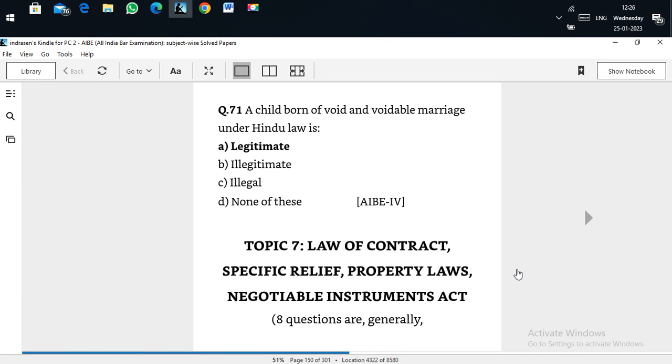Friends, today we'll be discussing the previous question paper of AIBE, subject pertaining to the law of contracts, specific relief act, property laws, and negotiable instruments act. These four topics, at least 8 questions are expected from these four topics. So based on the previous year exam, we can have an idea how the questions will be there, and that will be helpful to us.